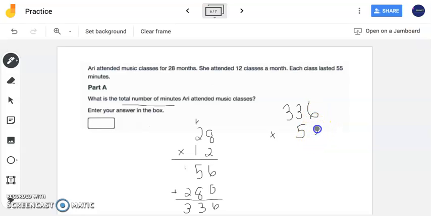That's a lot of classes. So we are going to multiply here. Notice I lined everything up starting in my ones place. And in fact, as I'm doing this, I'm going to put each partial product in a different color so you can easily see what's going on. 5 times 6 is 30. 5 times 3 is 15, plus 3 is 18. Notice I'm carrying that 1. My 8 goes in the tens place. 5 times 3 is 15, plus 1 is 16. I'm going to cross everything out before I move to the next part of my problem.